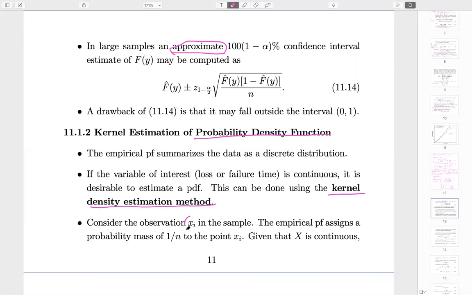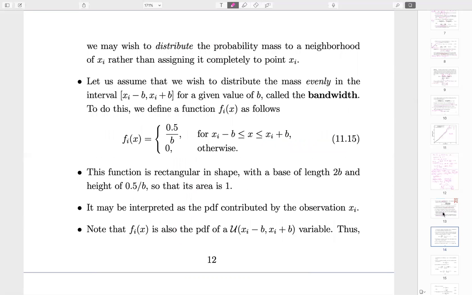Consider an observation. Previously, under the empirical distribution, what we do is we assign a probability mass 1 over n to this point, right? Each point has the same probability mass 1 over n. It's simple. But now, in most applications, our random variable X is actually continuous. In particular, if you talk about the loss distribution, right? So X is continuous, so you should get a density of it, right?